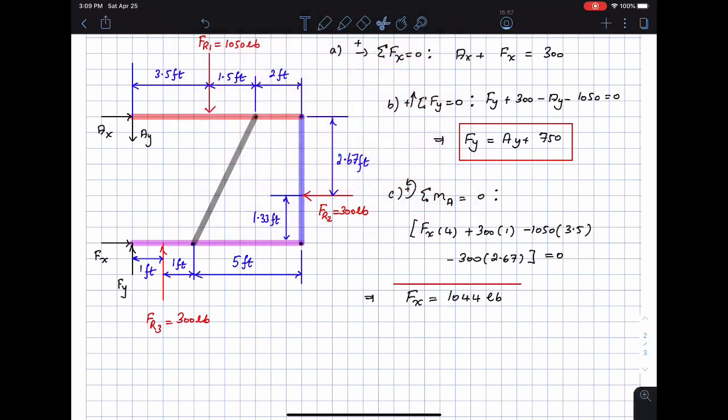All right, and once I have Fx, then I can find out one of the other unknowns, which is Ax, because I have a relationship between Fx and Ax. So I have found out this, which eventually tells me that Ax, which is 300 minus Fx, means Ax, according to the direction that I've chosen, is minus 744 pounds.